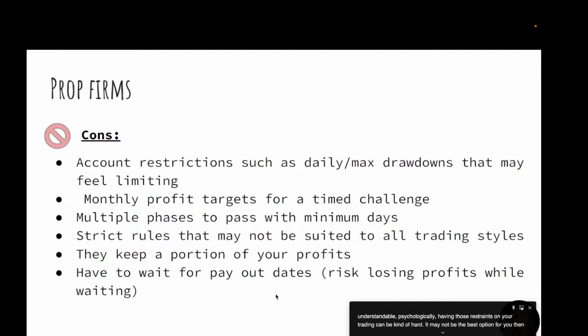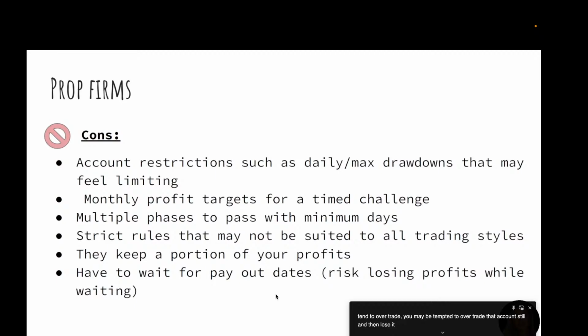There are multiple phases that you have to pass, and they also set a minimum day, most of them, not all of them, but most of them, where even if you pass in like day one, you actually have to wait like 10 days still, which could be a con for people who do tend to overtrade. You may be tempted to overtrade that account still and then lose it, which I have seen happen. You don't need to do that.